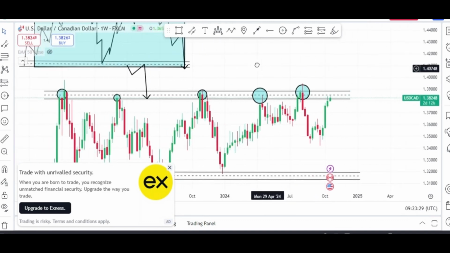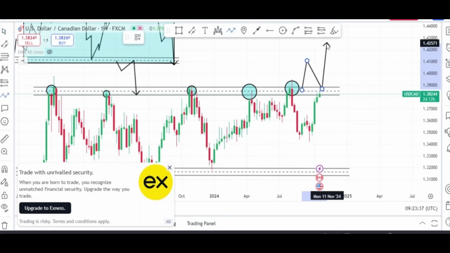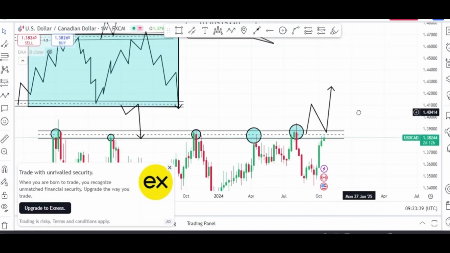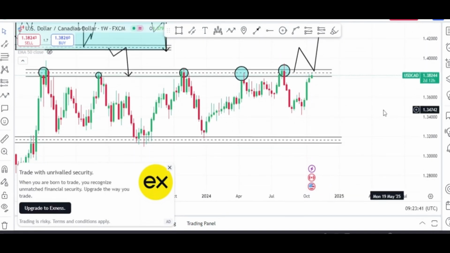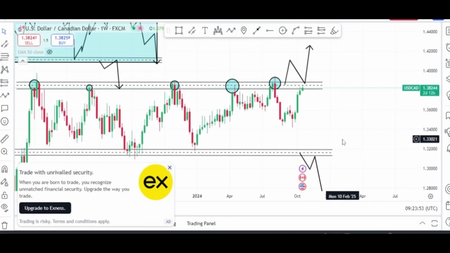For us to trade this market, it means we have to wait for the buyers to break this market toward the upside, come and retest, then we can continue buying the market. But if the sellers again gain momentum, they push the market toward the downside, they break, we have to wait again for the market to come and retest, so that we can sell the market toward the downside.